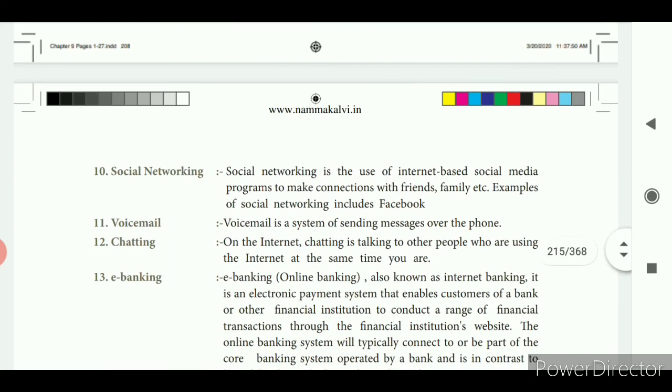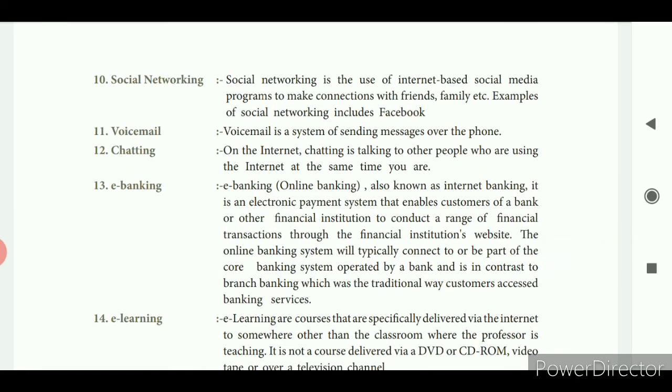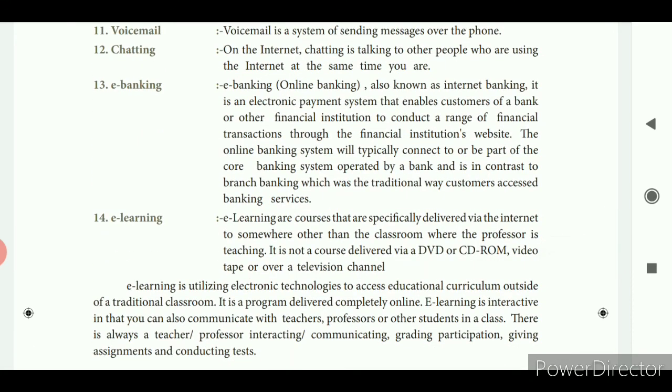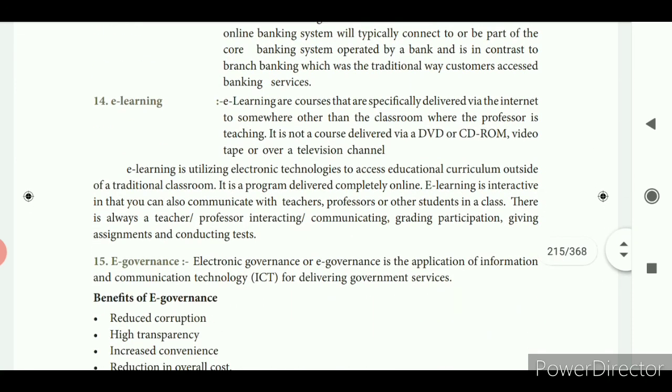Then voicemail is the system of sending messages over the phone. Then chatting. Then e-banking means using the internet your bank transactions take place. Then e-learning means using the internet you can learn your topics through CD-ROM or DVD, or otherwise from the internet you can access your required information and learning. Then e-governance. What do you mean by e-governance? E-governance means all government transactions or government works can take place through the internet. That is called e-governance.